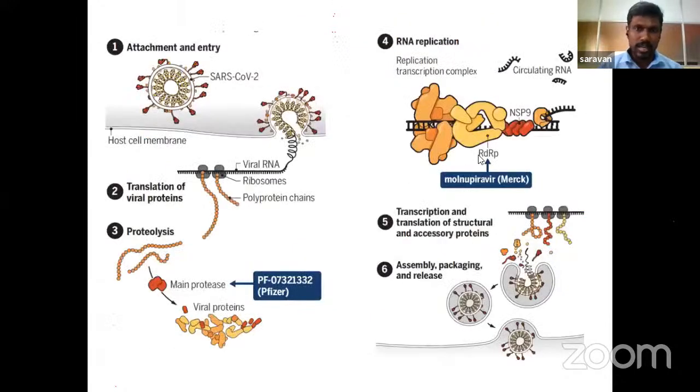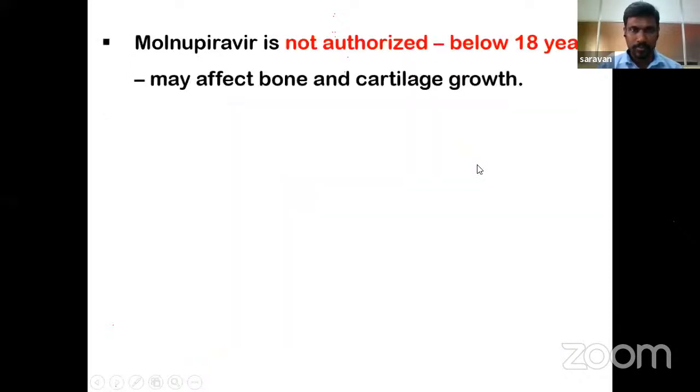So this is the site where molnupiravir can act, that is RNA dependent RNA polymerase. Not only molnupiravir, remdesivir and favipiravir also act at the enzyme RNA dependent RNA polymerase. Molnupiravir is not authorized for usage below 18 years because it affects bone and cartilage growth. But remember, molnupiravir is more effective compared to remdesivir, and it is available in the form of an oral medication, unlike remdesivir, which is an intravenous infusion.